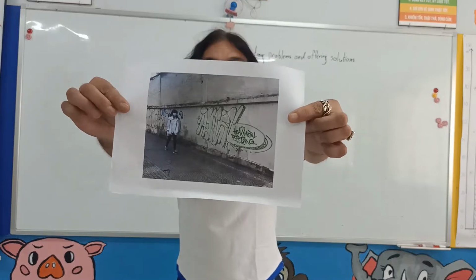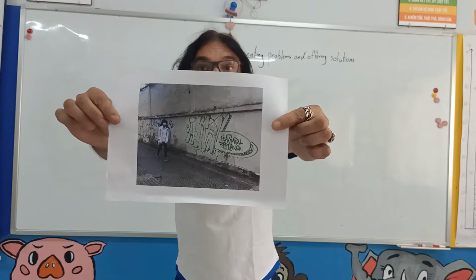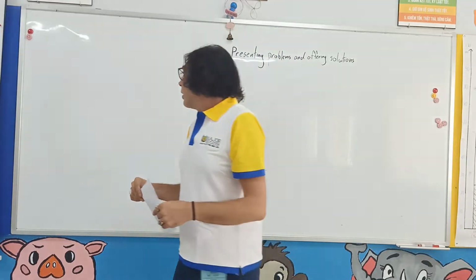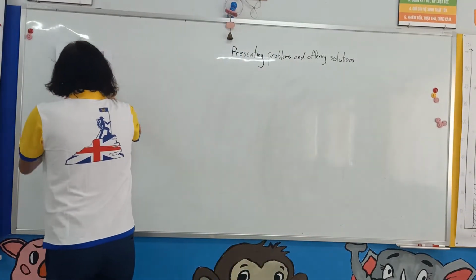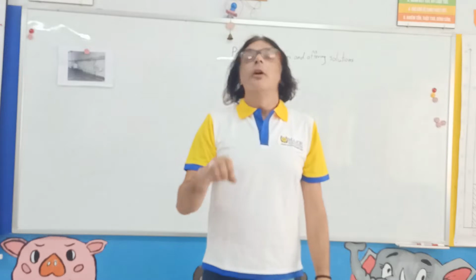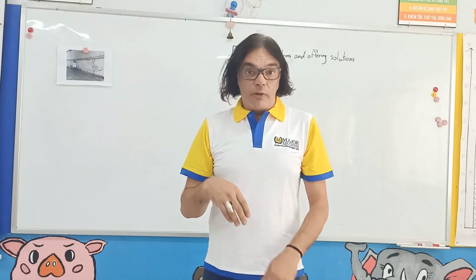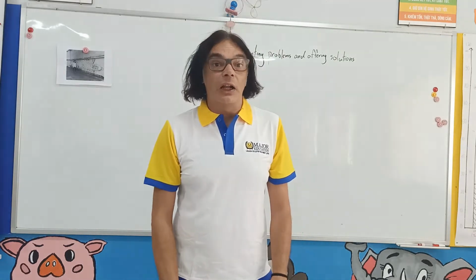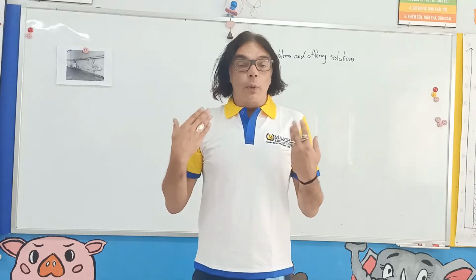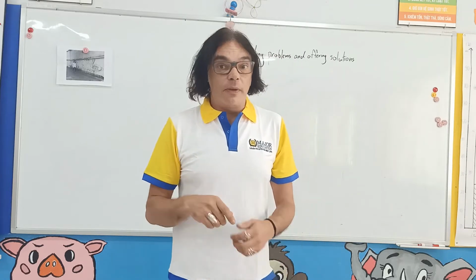Take a look here. What do you think this is? This is a problem which we see in lots of cities today. Graffiti. So when people use spray cans or paint to vandalize or ruin other buildings and streets, it makes our cities look unclean. It's a problem which happens in cities around the world. This picture here is Ho Chi Minh City.